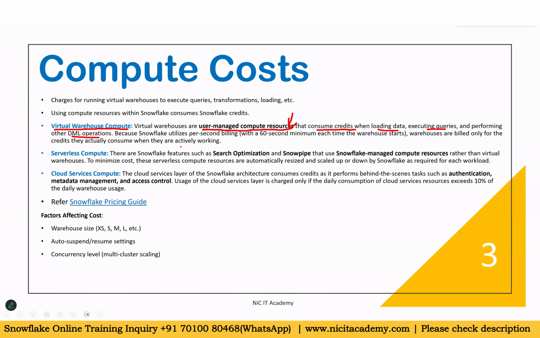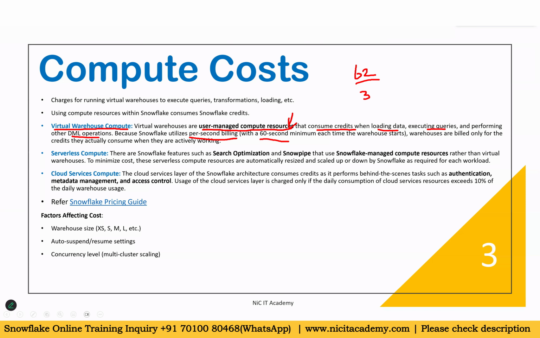So how much is the utilization? Okay, so per second billing. Minimum 60 seconds. So first they will calculate 60 seconds, that is 1 minute. After that, every second they will calculate. For example, if I'm running a query for 62 seconds, then they will calculate 62 seconds only.